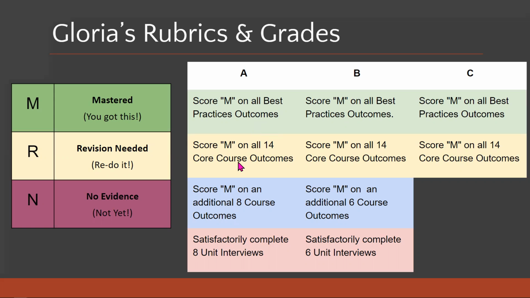Then there's some core course outcomes, and everyone has to show me that they've mastered those course outcomes to pass the class with at least a C. Then if they want an A or a B, there's some additional outcomes that they have to demonstrate. And this is just for this class this semester. It looks a little bit different from my other classes. In this class, we're going to do unit interviews, which I'm trying out this semester instead of doing tests. But in other courses, for example, they might have to complete a certain number of journal review articles.